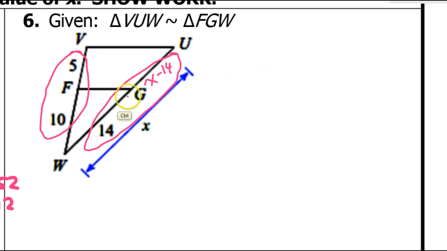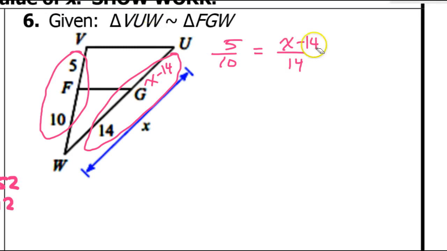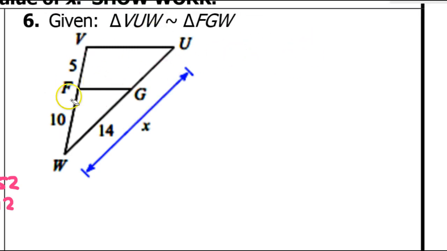So I could do the side-splitter theorem, and for example, I could do 5 over 10 is equal to x minus 14 over 14. So this would be a legitimate equation, and I could go ahead and solve this, and that would be one way to do it. The other way to do it, and this is really the way that I'm going to do it, is to draw the two triangles separately.